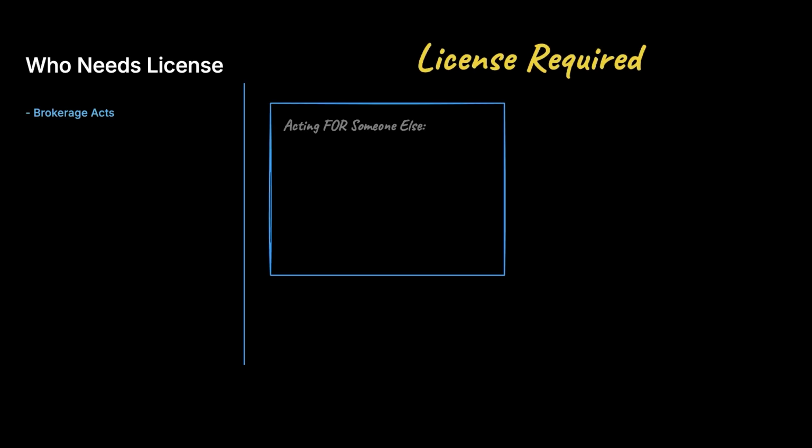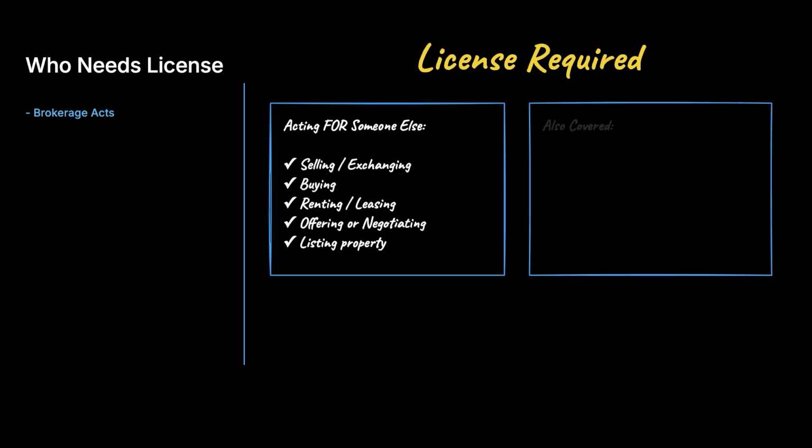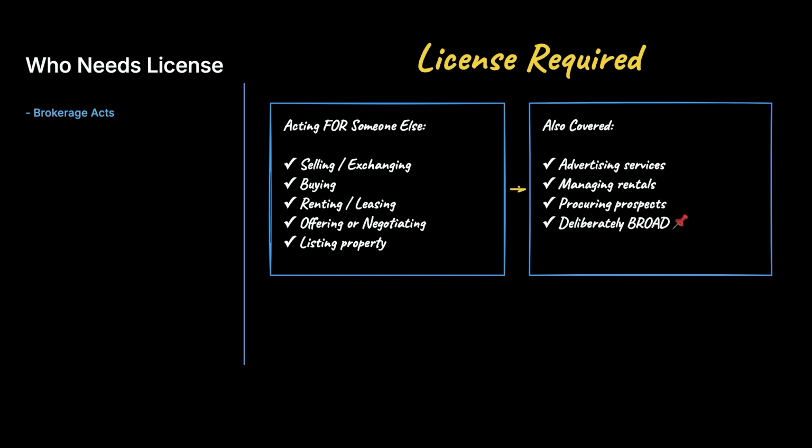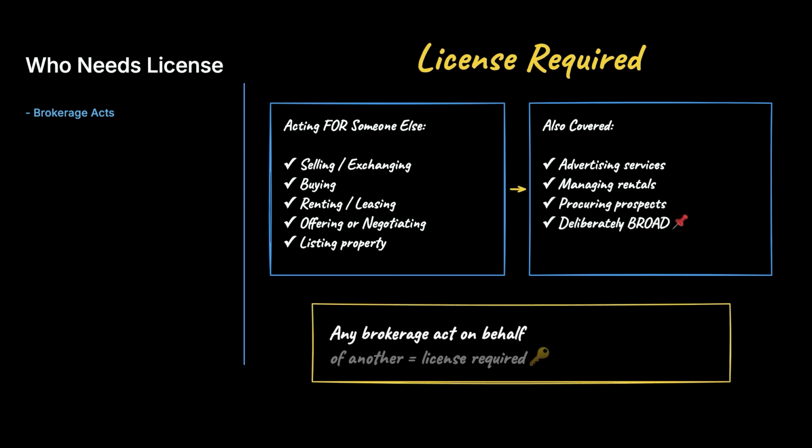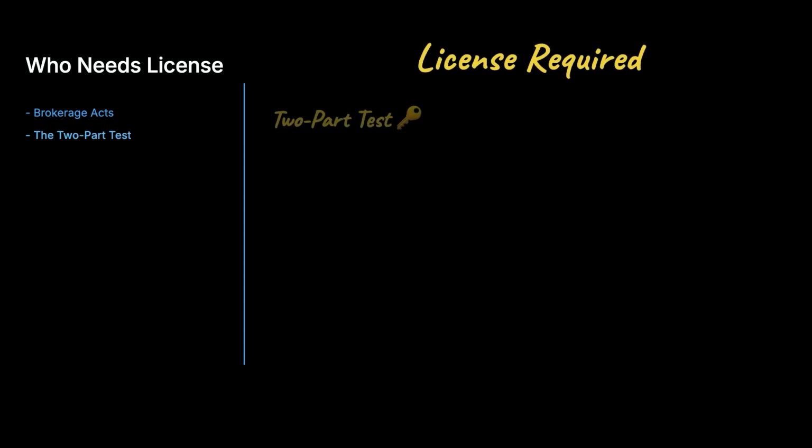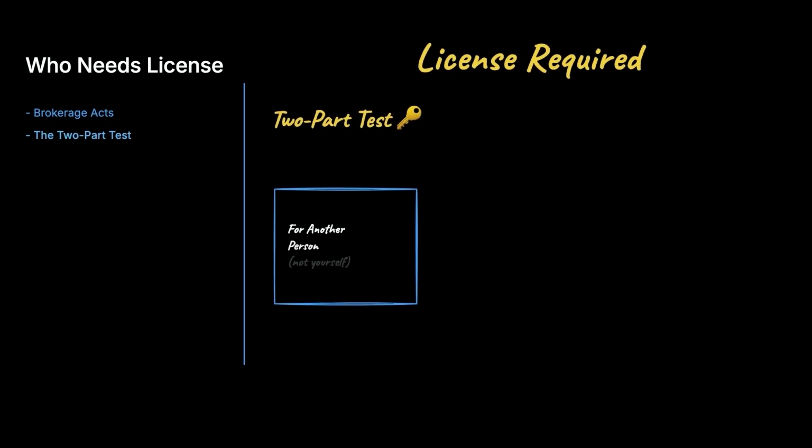Let's shift to a foundational question. Who actually needs a real estate license in Ohio? The law lists many brokerage acts: selling, exchanging, buying, renting, or leasing real estate for someone else. It also covers offering or negotiating deals, listing property, advertising, managing rentals for others, and helping procure prospects. Deliberately broad.